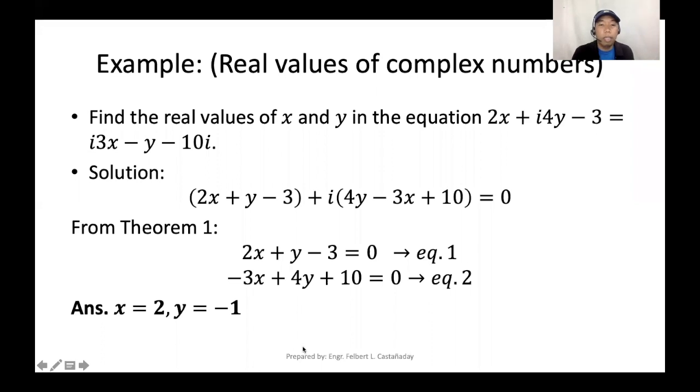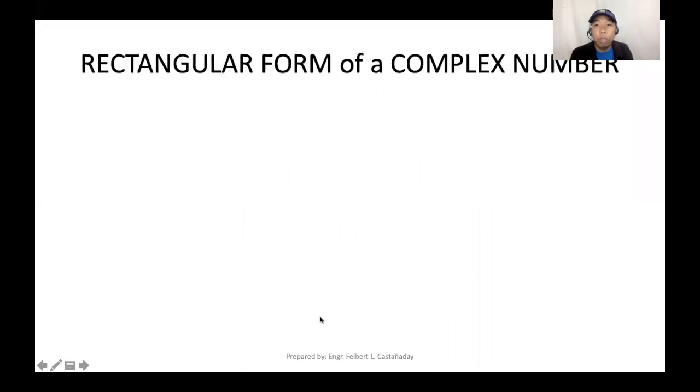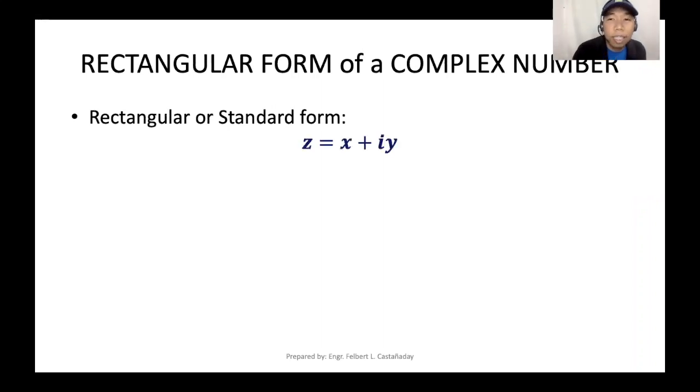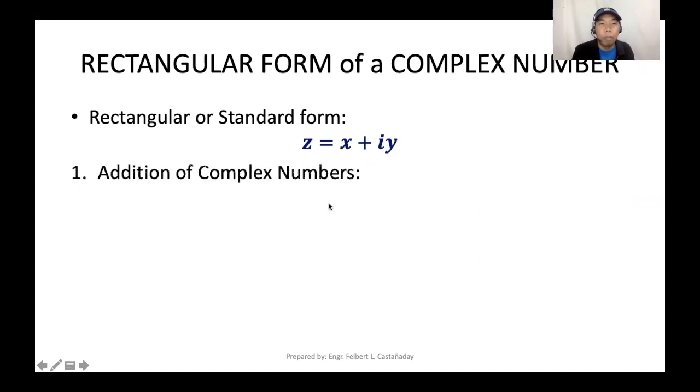Okay, so that's it. Now let's go to the different forms of complex numbers. We start with the standard form of the complex number. The standard form or the rectangular form is written as z equal to x plus iy. This is the rectangular or standard form of the complex number, wherein x is the real part and the second term is the imaginary part, the one with an i or imaginary unit in its term.